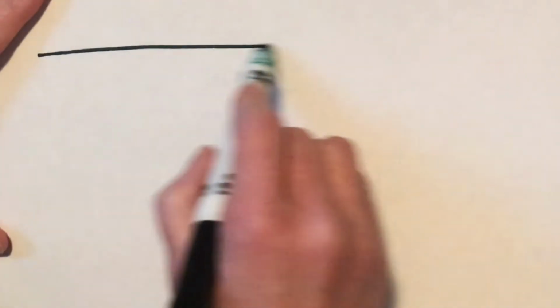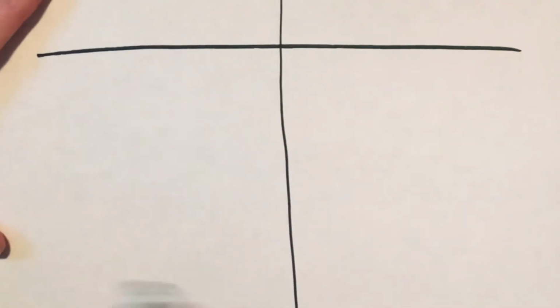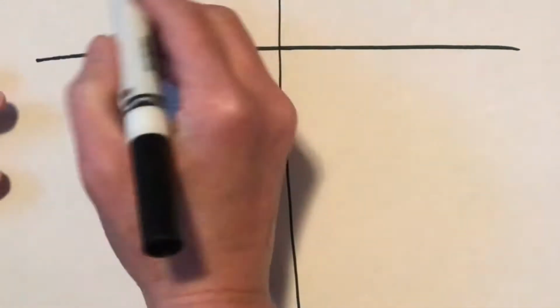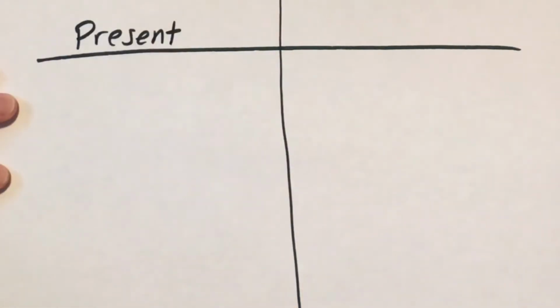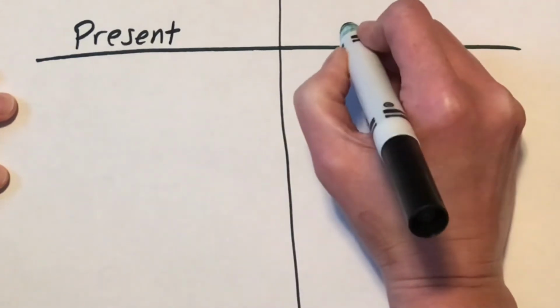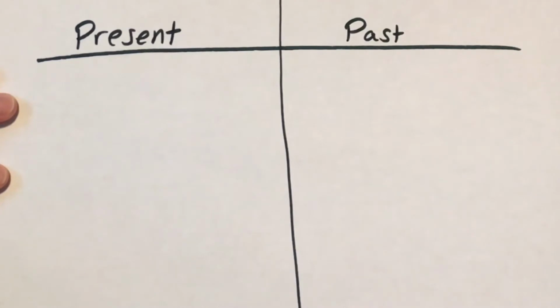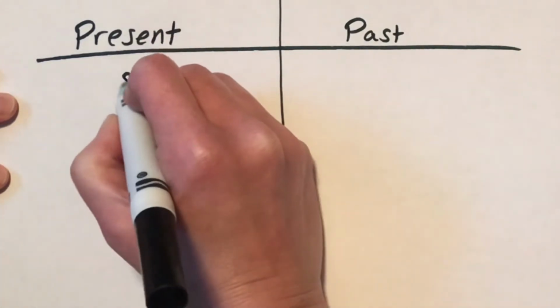But today, we're talking about irregular past tense verbs, and irregular past tense verbs don't follow any rules at all. Let's go ahead and get started. I'm going to start by making a T chart. I'm going to label the first column present, and this is where I'll be writing the present tense verbs. I'm going to label this column past, and that's where I'll be writing all the past tense forms of the verbs. Let's start with the word sit.